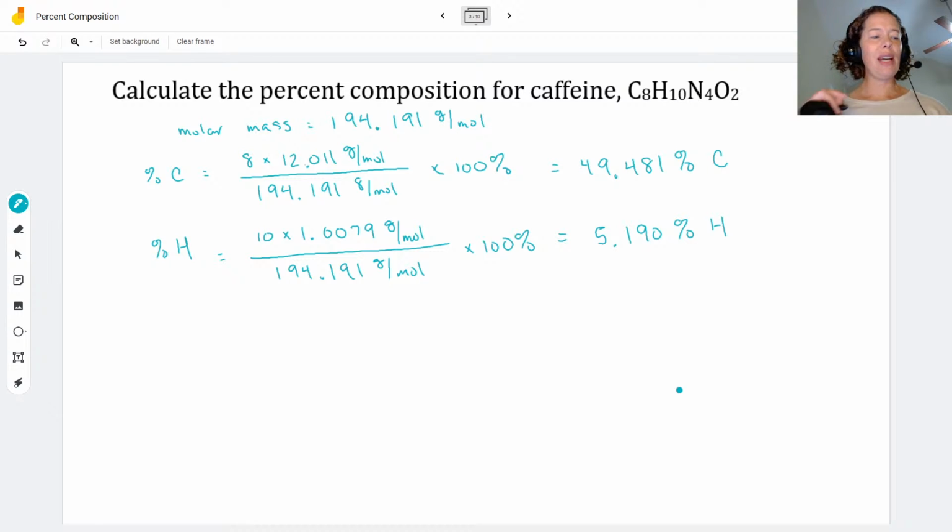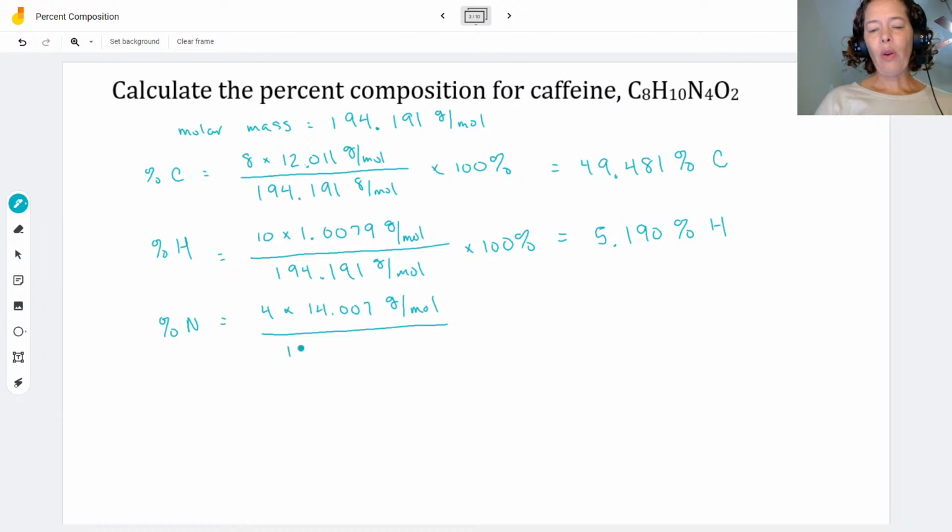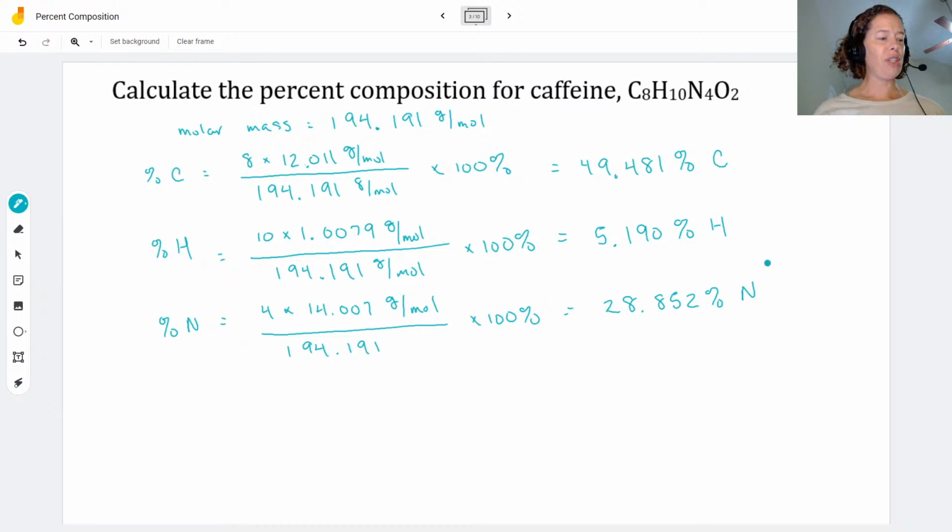All right, we're halfway there. We still have to do nitrogen and oxygen. So here is our percent nitrogen. So we need to find our multiplier first. We have a 4 right here next to the nitrogen. So this is going to be 4 times our molar mass for nitrogen, which is 14.007. Of course, that is still grams per mole over our total molar mass times 100%. And this gives us 28.852%, and that is percent nitrogen.